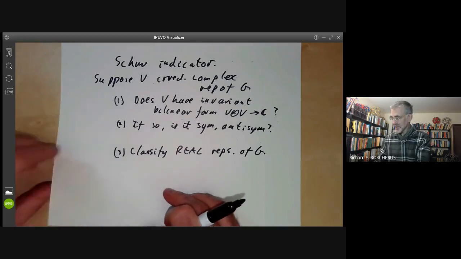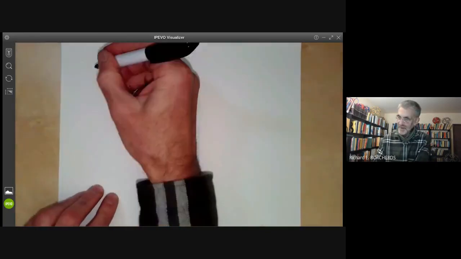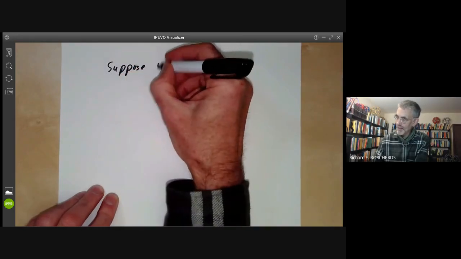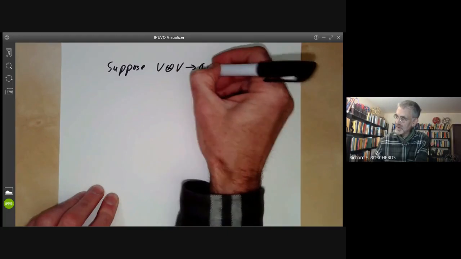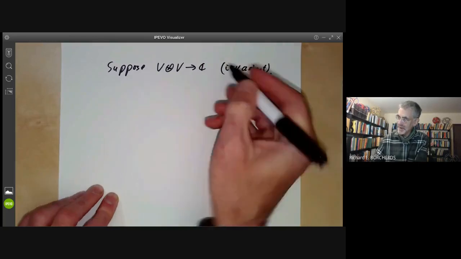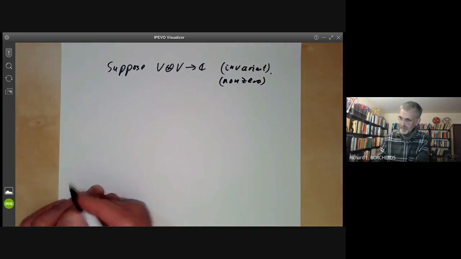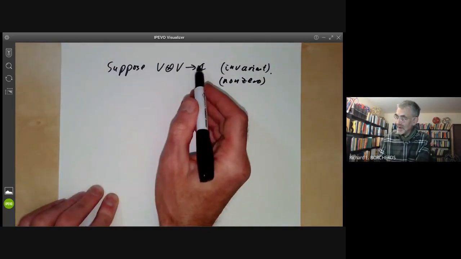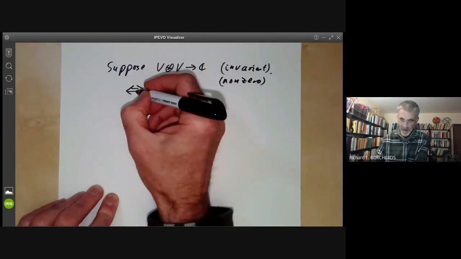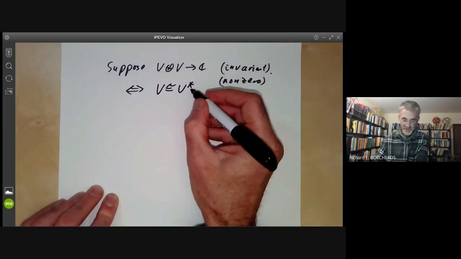So let's do question one first. We just want to know, does V have a bilinear form? Suppose we have a bilinear form to the complex numbers, which we will assume is invariant and non-zero. Well, if there is a non-zero invariant bilinear form, this is equivalent to saying that V is isomorphic to its dual as a representation of the group G.